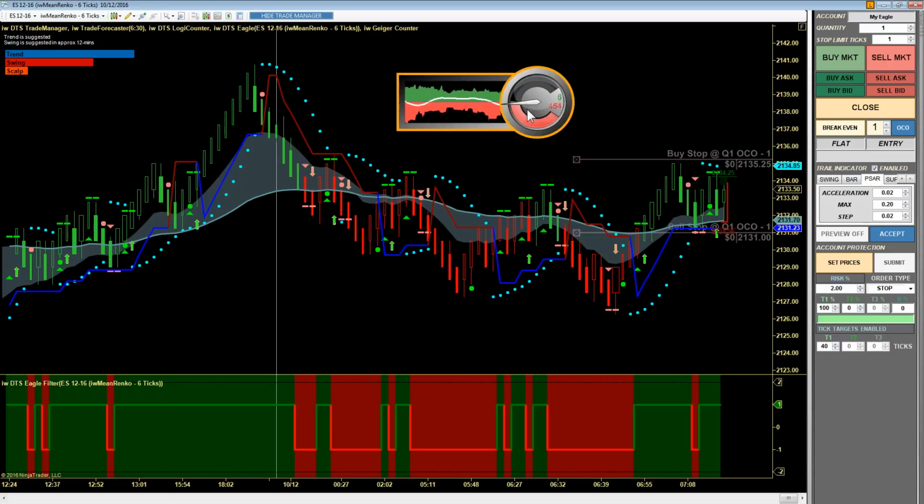The Geiger counter, by the way, is an add-on as well. I'm sure you figured that out already. It's a system add-on. It will work on any chart. It doesn't need to be a DTS chart. It will work on a 15-minute chart or a 233 tick chart or whatever it is you're using.